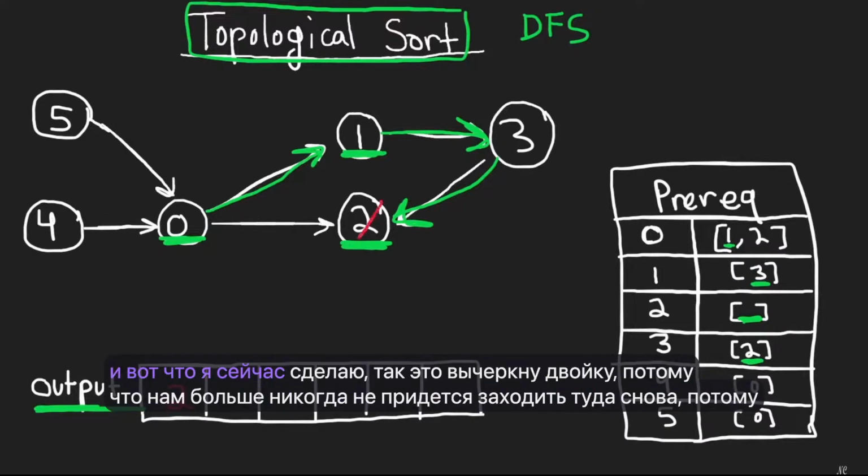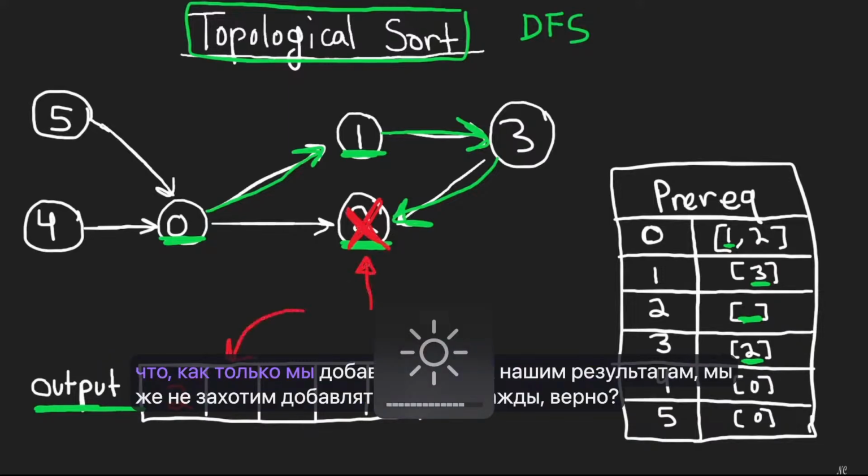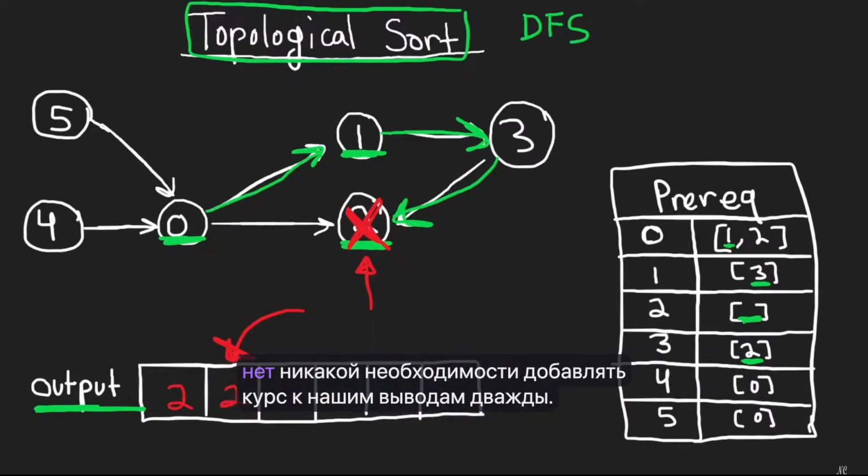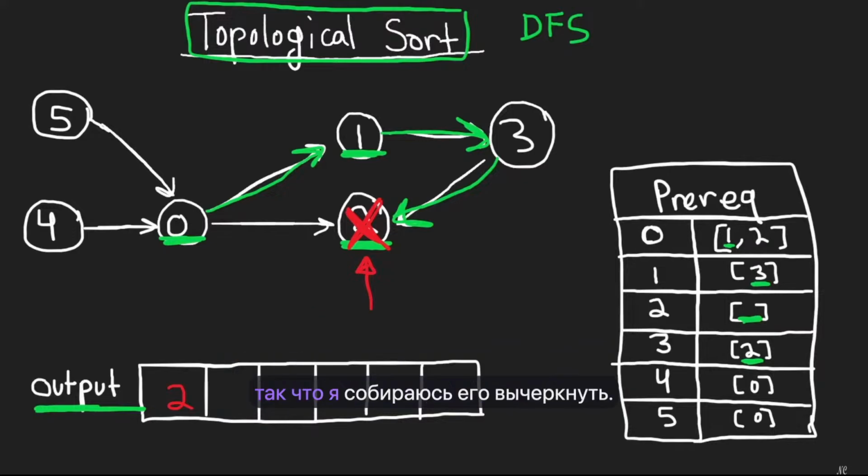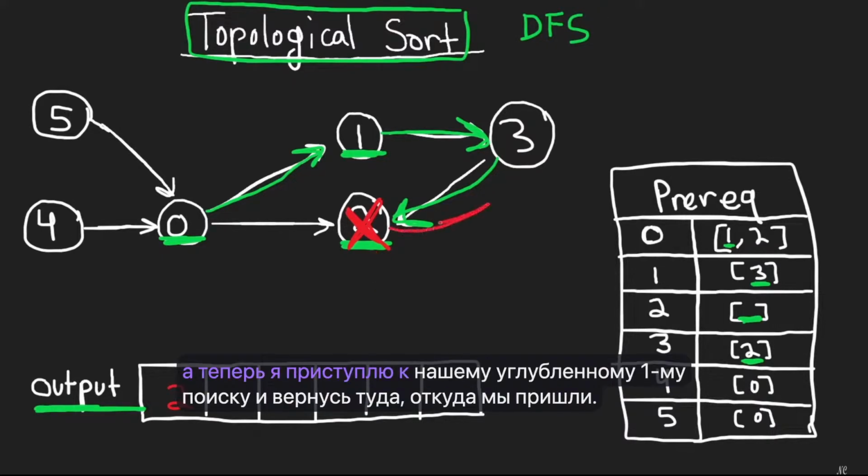And so what I'm going to do now is cross out 2 because we never have to visit it again, because once we've added 2 to our output, we don't want to add 2 twice, right? There's no need to add a course to our output twice. So I'm going to cross it out so we are never going to visit this node again. And now in our depth first search, I'm going to go back to where we came from.